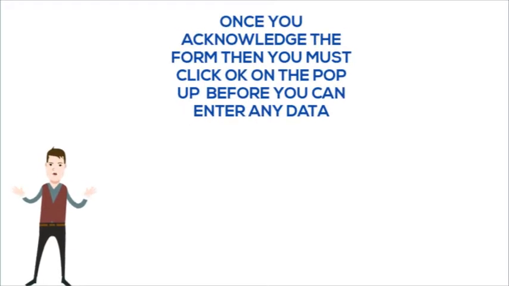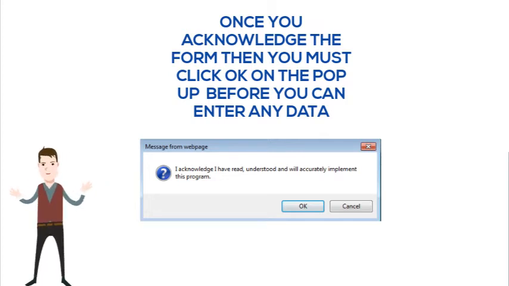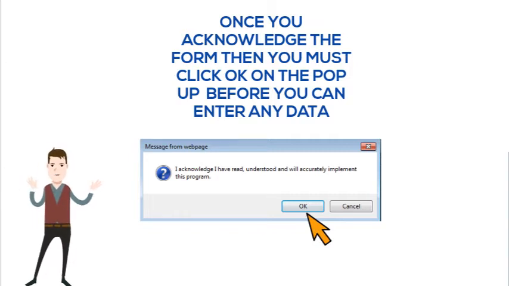Once you have completely read the ISP plan and clicked on the Acknowledge button, there will be a pop-up window that states, "I acknowledge that I have read, understood, and will accurately implement this program." Clicking on OK is your digital signature that you have read, understood, and agree to implement the plan.